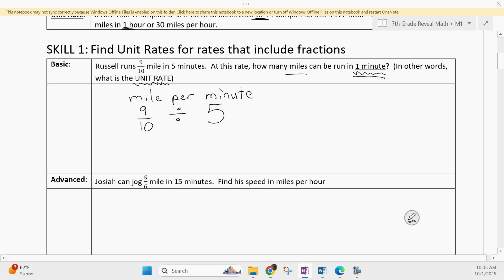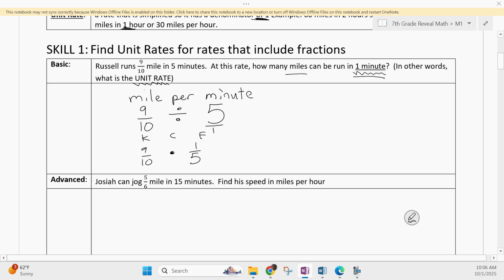It's keep, change, flip. Now we can't flip the 5, so we need to put a 1 under. We need to make it improper first. All right, and then we can keep, change, flip. So that's going to give us 9/10. Change the division to multiplication. Change the 5/1 to 1/5.